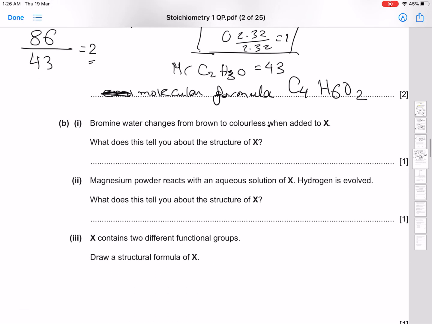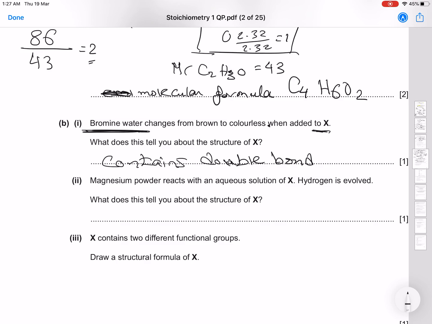Now, if you remember, guys, this is the test for unsaturation, the bromine water. Bromine water changes from brown to colorless when we add the substance X to it. What does this tell you about structure of X? It tells me that for sure it contains a double bond, right? I remember we emphasized that the decolorization of bromine water is proving for having the double bond.